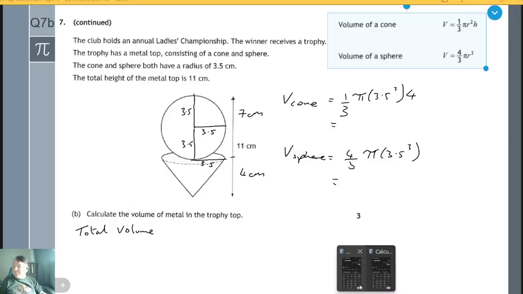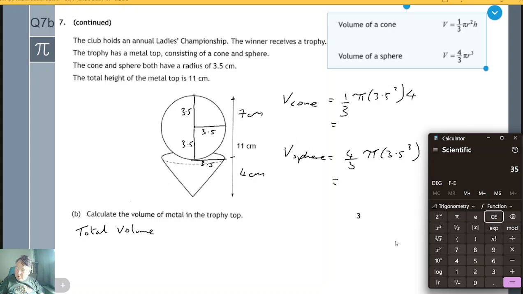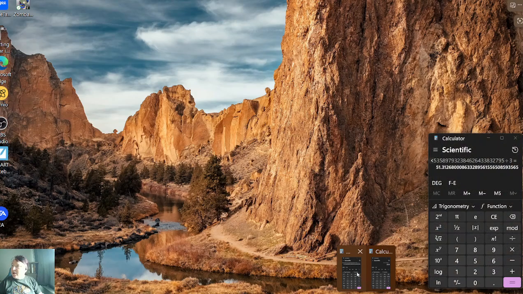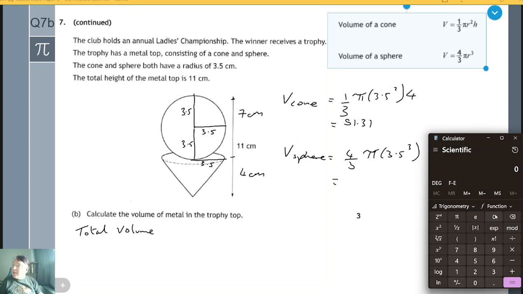Let's work out our numbers. We have got 3.5 squared, and we're going to times that by 4, times it by pi, and then divide by 3, which is 51.31. I feel like I double clicked there. It's 51.31. Let's just check my rounding on that. Yep. And my sphere is cubed, and we're going to times that by pi, times it by 4, and divide it by 3. So 179.594. I might have done that twice actually, you know what? I'm going to try that first one again because I don't think I got that right.